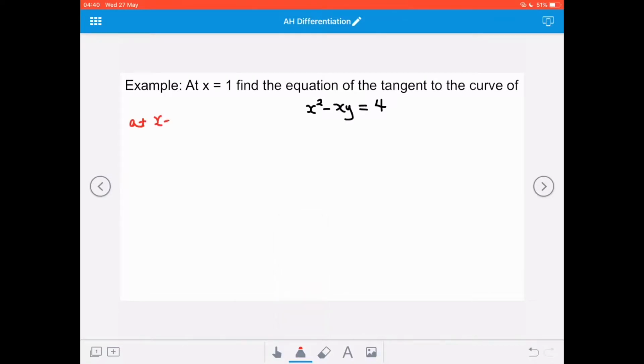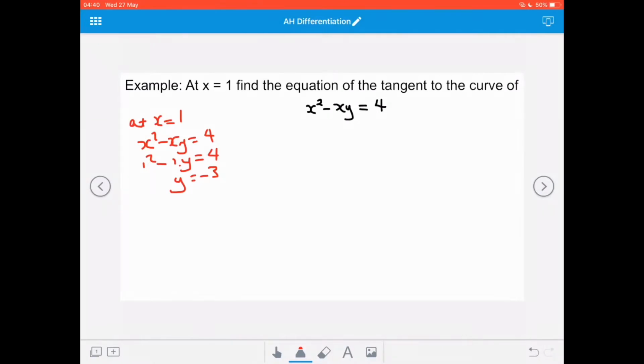So at x equals 1, we've got x squared minus xy equals 4. If we substitute in 1 squared minus 1 times y equals 4 and rearrange that, we get y equals negative 3. So now we need to work out what the gradient of this implicit function is. So we need to differentiate x squared minus xy equals 4 with respect to x on both sides.